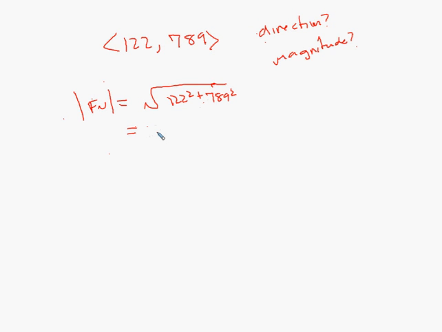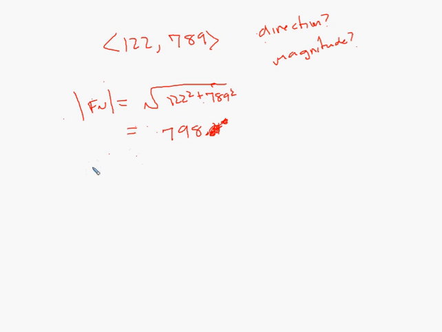So what do we get for the magnitude? Root 637,405. Which is what? What is that root, to the nearest whole number? 798. Okay, so that's our force.